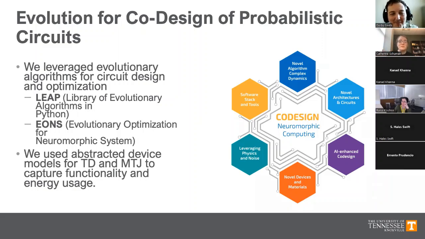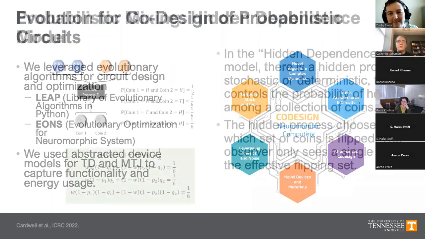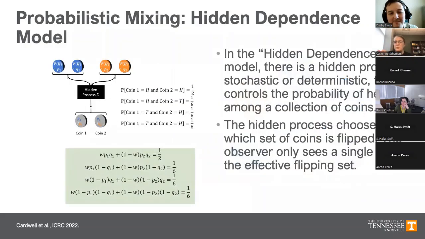In this case, we used abstracted device models for tunnel diodes and magnetic tunneling junctions, which we were capturing functionality and energy usage. We were doing a very specific task where we were looking at a hidden dependence model for a process where we were doing random number generation. And the goal for our evolutionary approach was to pick these values, this W, P1, Q1, P2, and Q2. P1, Q1, P2, and Q2 were the weights on our coins in our process, and W was a weighting factor that was being used as part of this hidden process.